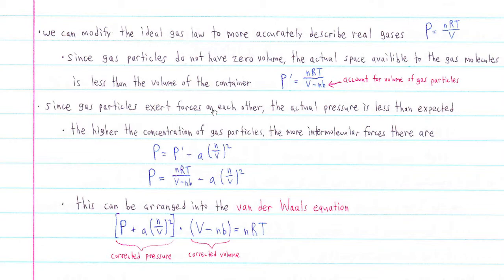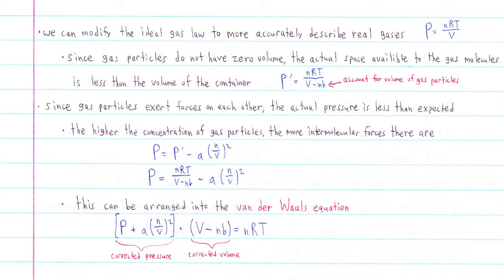So first of all, the space available to a gas particle moving around in a container is less than the entire volume of the container. Since in the model we said that the gas particles have zero volume, but in real life they do take up space. So the space available to a single particle moving around the container is the volume of the container minus the space that the other particles take up.